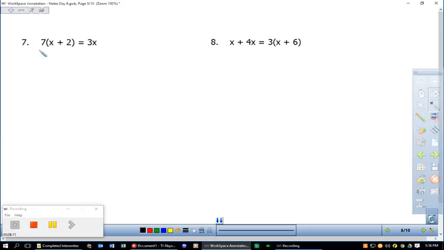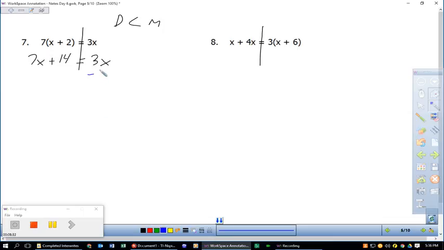We have 7 parentheses x plus 2 equals 3x. First, I'm going to draw my line down the middle. I'm going to do it for both of these. I can distribute, so I'm going to do that. 7x plus 14. Can't do anything over here. Can't combine like terms over here. Those 3x are on the wrong side. Can't combine those two. Move variables.